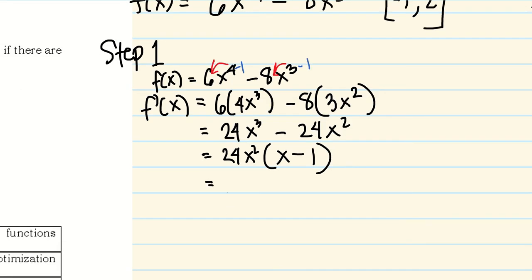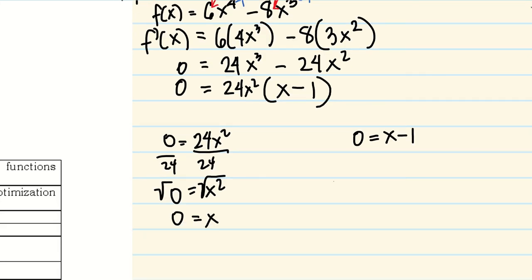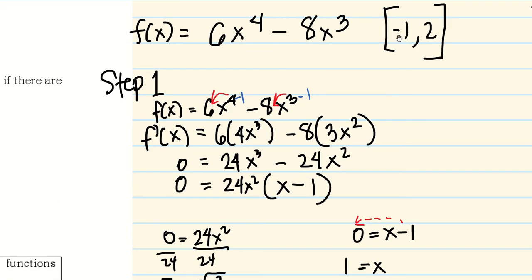So we have two values here, which equate to 0. 24x squared equals 0, and x minus 1 equals 0. So 24 over 24 is still 0, x squared, and we square root that. It is still 0, so x equals 0. And here we transfer it over, so it becomes x equals 1. So we have another value, x equals 1. So we have an interval of -1 to 2.